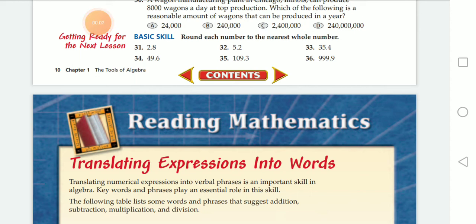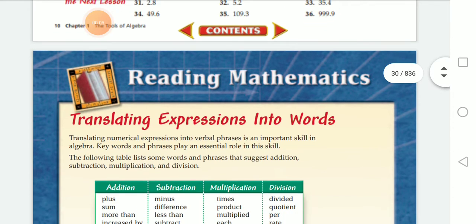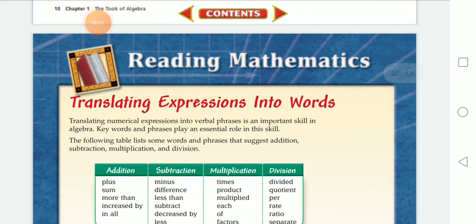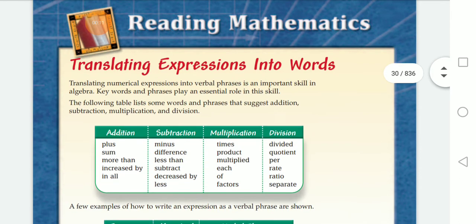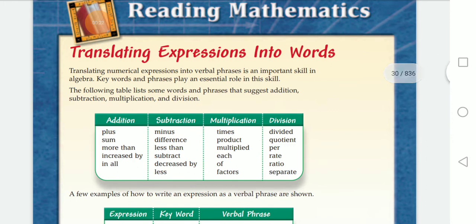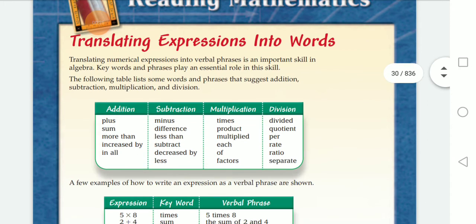I hope you're fine. Today we are going to have lesson 2 on unit 1, chapter 1. Here we are going to have some skills. I want to be sure that all of you understand this and know it very well. Translating expressions into words. Translating numerical expressions into verbal phrases is an important skill in algebra. Keywords and phrases play an essential role in this skill.